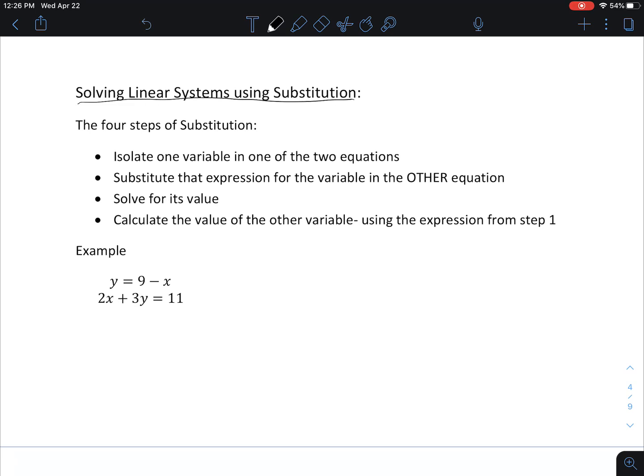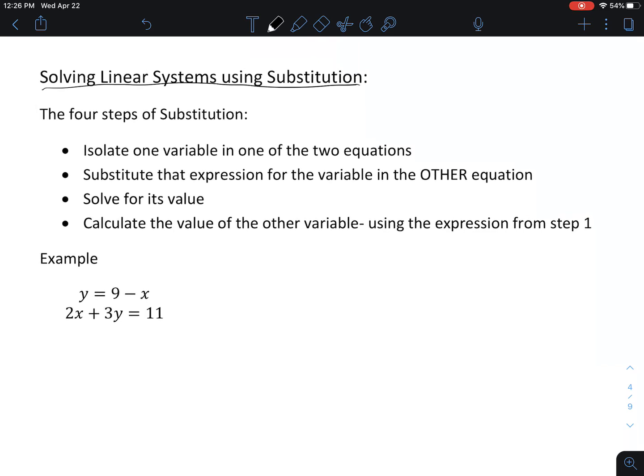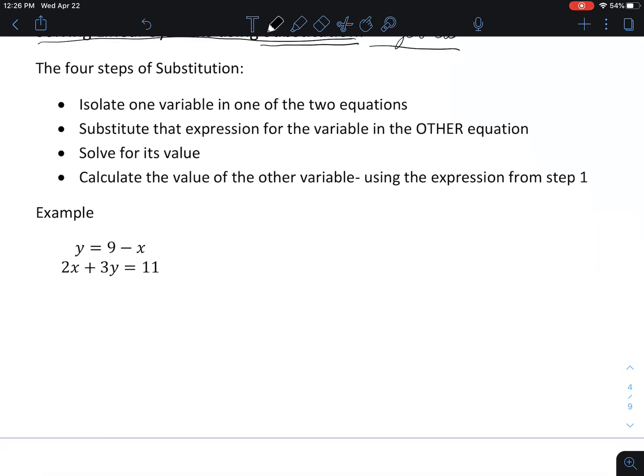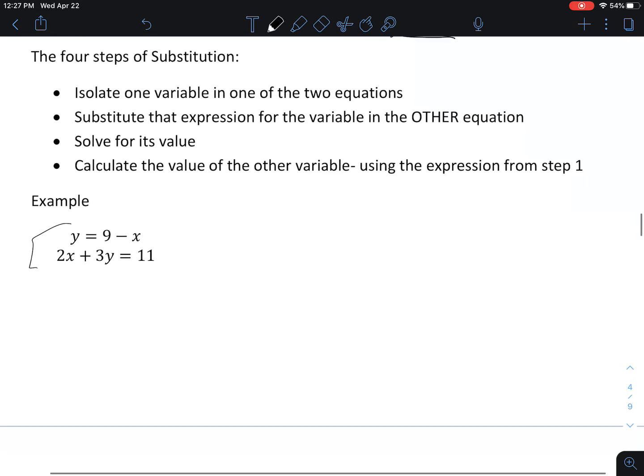Okay, so our next couple of lessons will be on solving linear systems, and we'll look at two algebraic techniques. The other technique we looked at was graphing, and now we're looking at how I can use algebra instead of graphing to solve. We have two techniques. The first is called substitution. You can see these are the 4 steps, and I'm going to show you each step as we work through this example below.